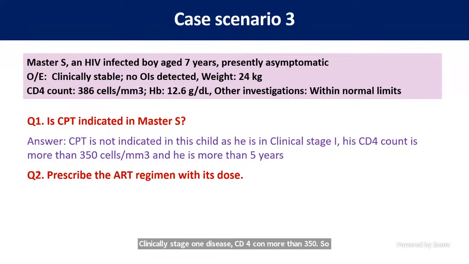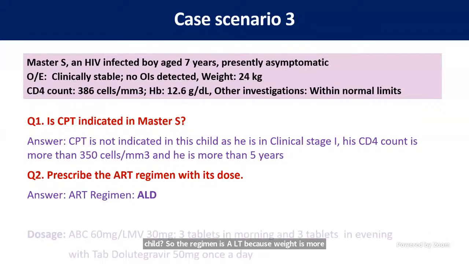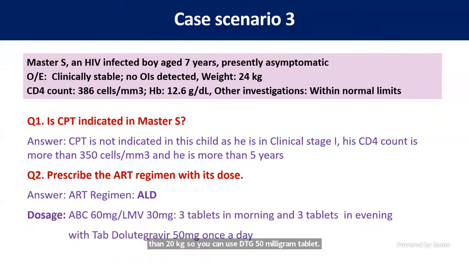What is the regimen you are prescribing for this child? So the regimen is ALD because weight is more than 20 kgs, so you can use DTG 50 milligram tablet. The prescription will be abacavir, lamivudine 60-30 fixed combination, 3 tablets in the morning and 3 tablets in the night, and DTG 50 milligram once a day.